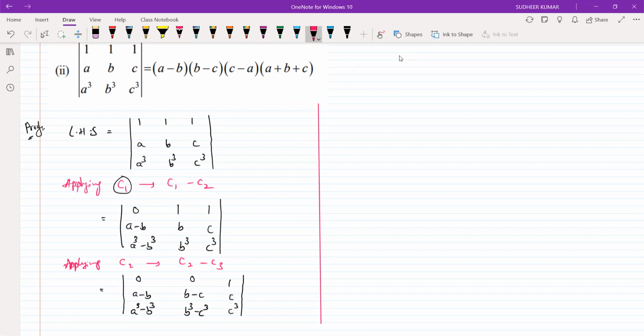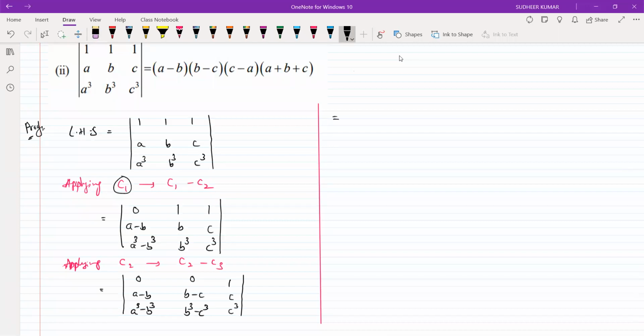So try to take common first, then we can expand it. If it is not possible to take the common, then directly we can expand it. If it is possible, try to take it out, it is easy to simplify. So what can we take common? The first step.